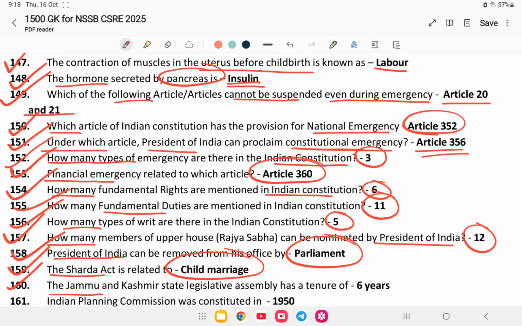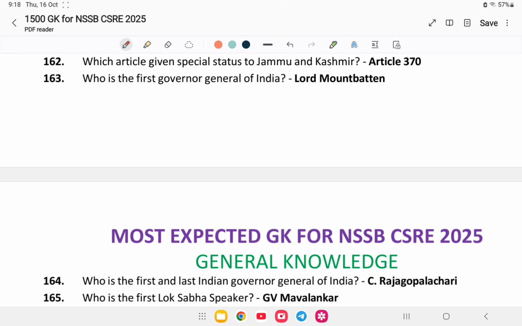160. Jammu Kashmir do state legislature do 6 years exam, but it has been revoked. 161. Indian Planning Commission do 1951 de constitute question. Next. Which article is given special status to Jammu Kashmir do? Article 370. First Governor General of India do Lord Mountbatten of India was. That is India independence power.